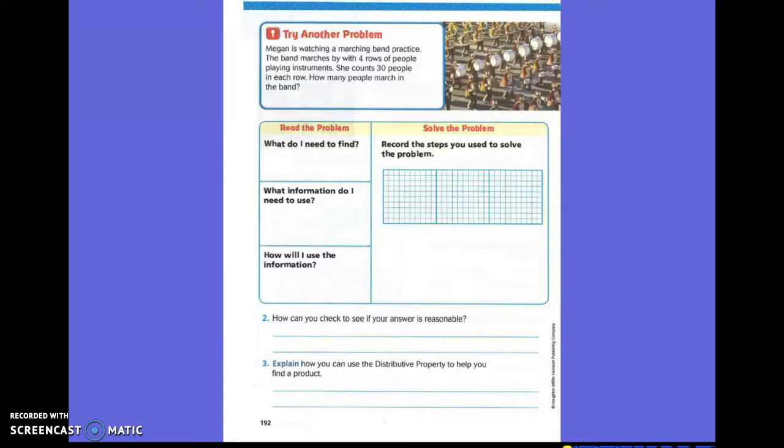Okay, what do we need to find? We said that what we need to find is just the question at the end. How many people march in the band? Now let's look at the information we need to use. What is the information that we know? Edmund, what information do we know? There are 4 rows of people and 30 people in each row.